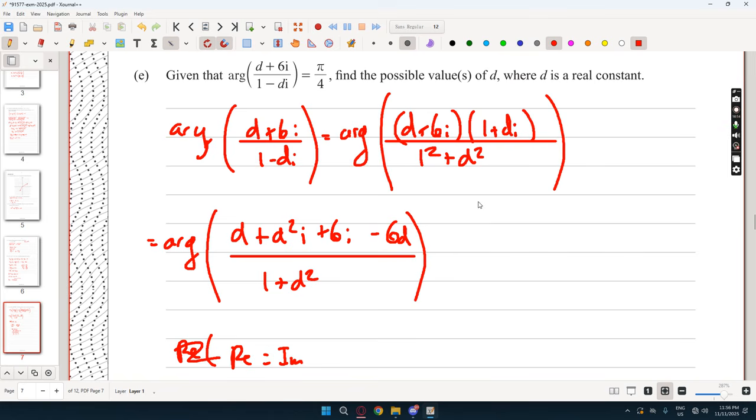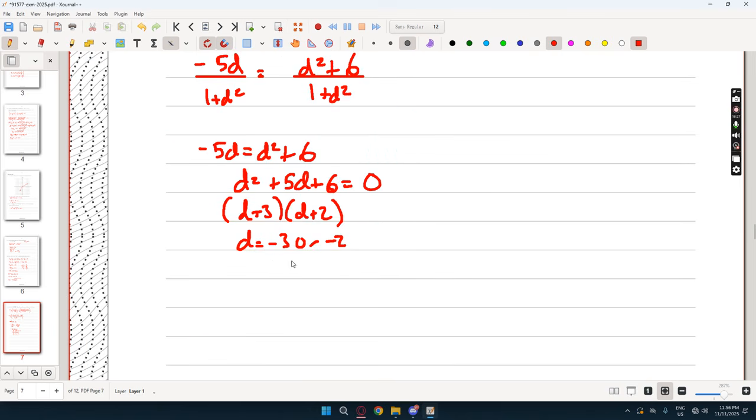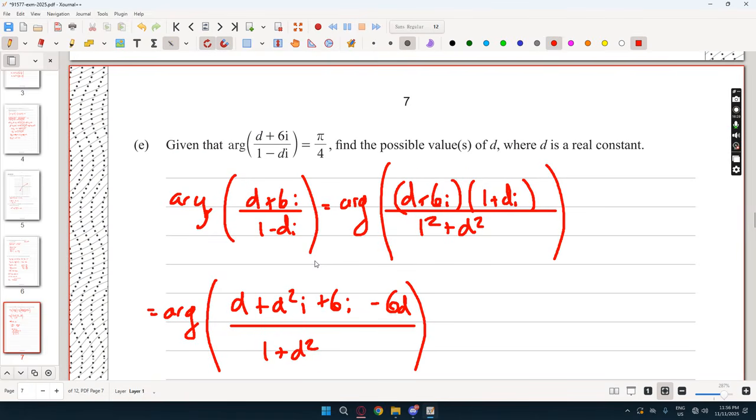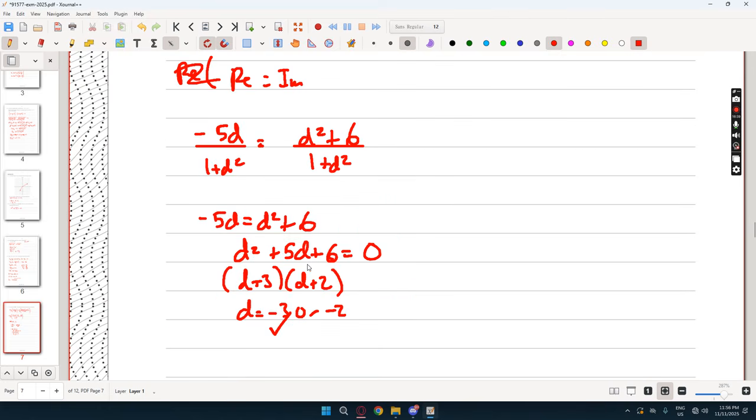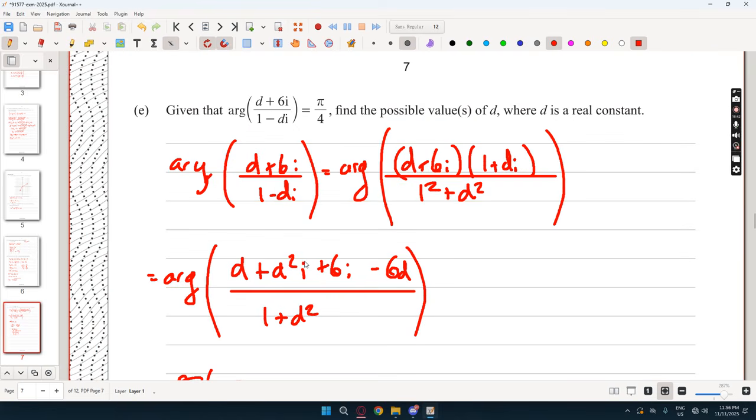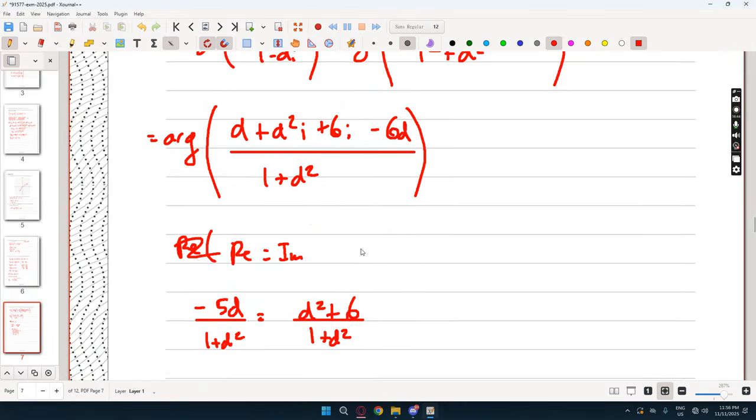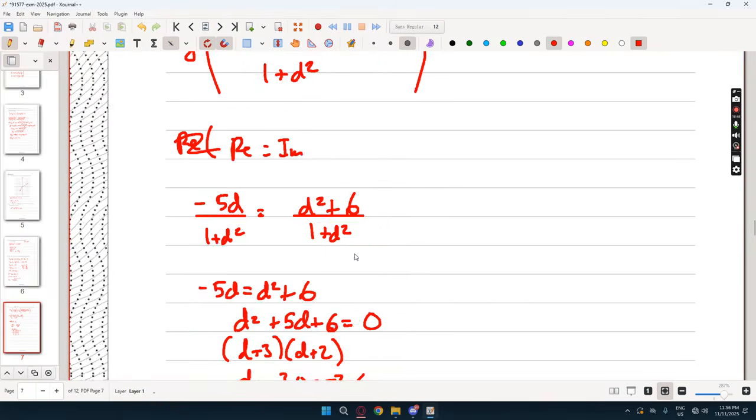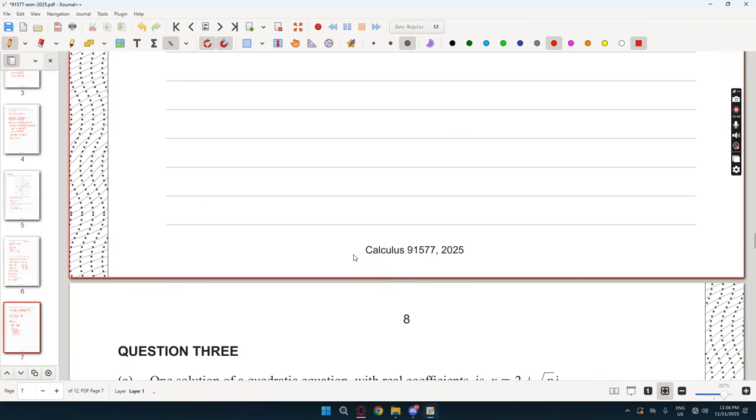If d is minus 3, then we have minus 3 plus 6i divided by 1 plus 3i, 1.5 plus 1.5i, so that's correct. If d is minus 2, we have minus 2 plus 6i divided by 1 plus 2i, and that's 2 plus 2i. Oh, that works as well. Yeah, okay, they both work. That's good news.